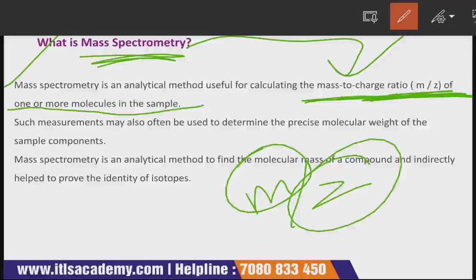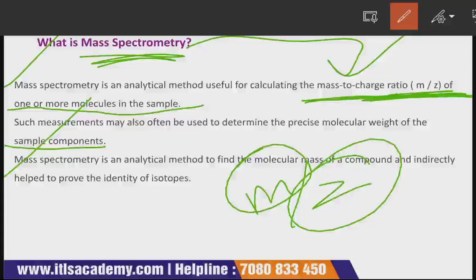Such measurement is often used to determine the precise molecular weight of a sample component. So we can also say that it is a powerful technique where you want to know the molecular weight of a sample component, as I discussed in the previous slide, that this technique is used to analyze the molecular weight of the analyte. The second important characteristic is that it is used to identify unknown compounds present in a sample. Clear? Now comes the third point: mass spectrometry is an analytical method to find out the molecular mass of the compound.